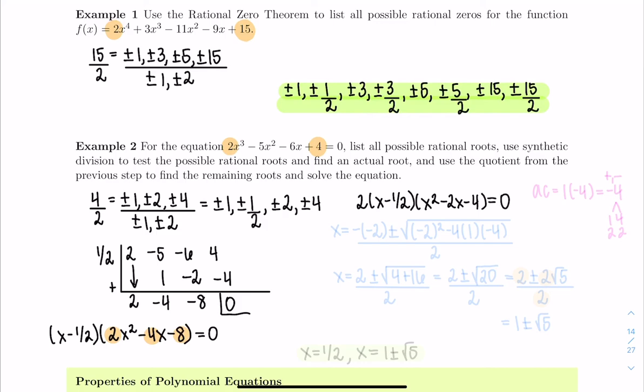So let's go ahead and factor, if possible. So a times c gives me 1 times -4, which is -4. That means I need to have 1 plus and 1 minus.